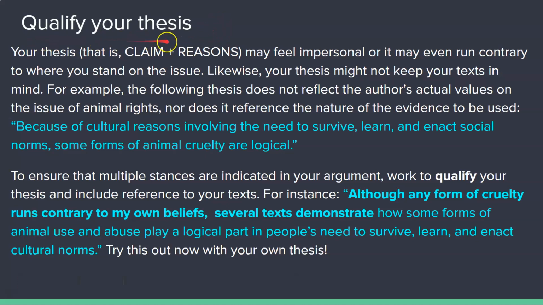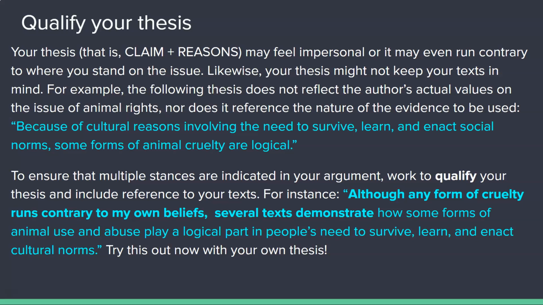So your thesis, that is the claim and the reasons, may feel impersonal or may even run contrary to where you stand on the issue. Likewise, your thesis might not keep your text in mind. But for example, the following thesis does not reflect the author's actual values on the issue of animal rights, nor does it reference the nature of the evidence to be used. Because of cultural reasons involving the need to survive, learn, and enact social norms, some forms of animal cruelty are logical.